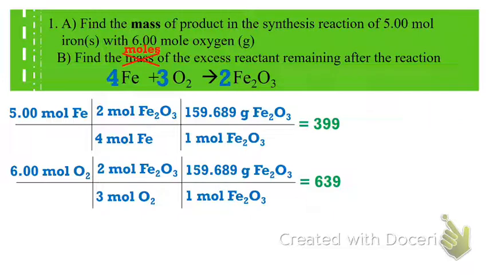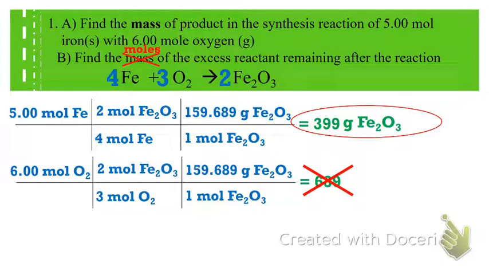Now remember, we're not using both of these as our answers, so we always choose the smaller one. With 2 givens, we work 2 problems and choose the smaller one. So 399 is my actual answer, getting my units and that substance on there to make that full and complete. So this is our answer to part A.